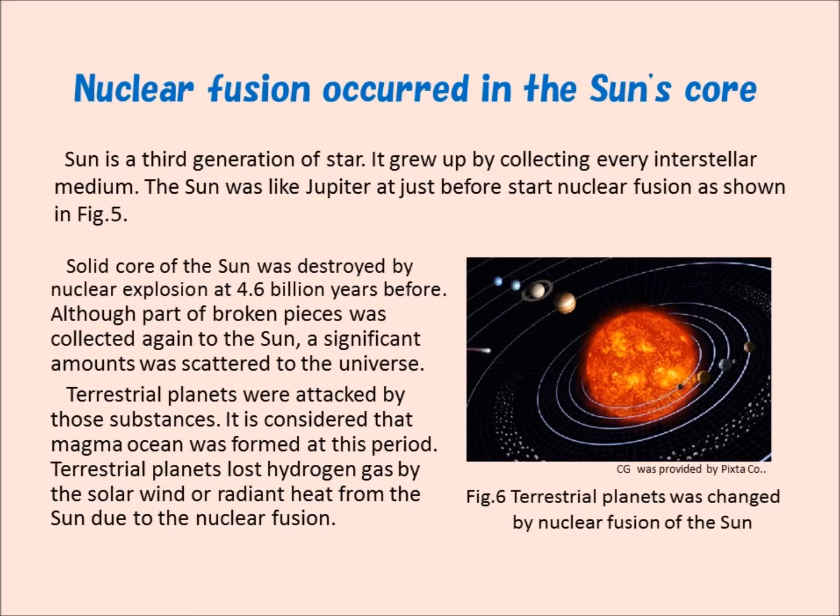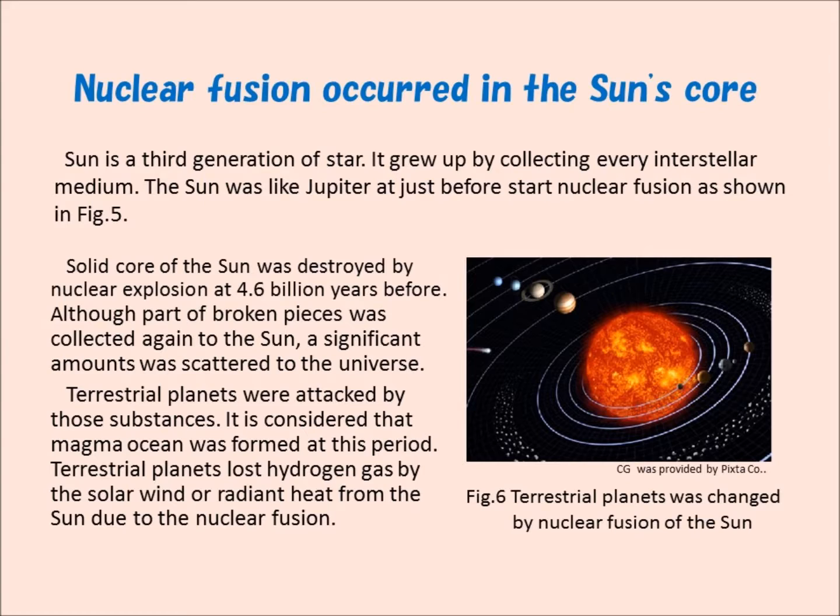Nuclear fusion occurred in the Sun's core. The Sun is a third generation star. It grew up by collecting every interstellar medium. The Sun was like Jupiter just before the start of nuclear fusion, as shown in Figure 5.